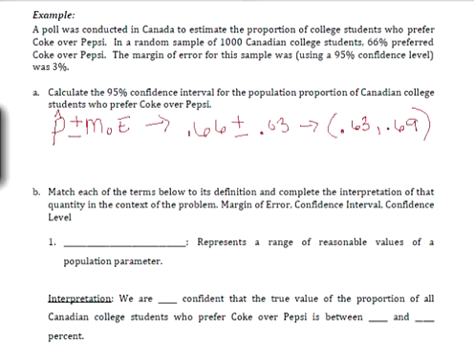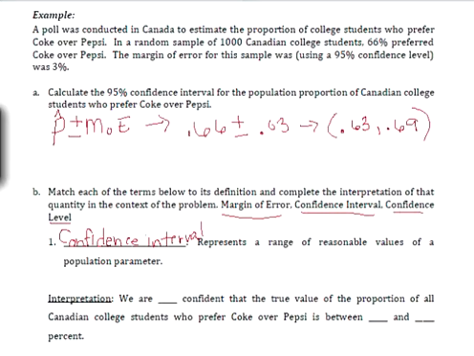The next step is going to be to take the terms margin of error, confidence interval, and confidence level and match them to the different blanks that I've got over the next three problems. Blank represents a range of reasonable values for a population parameter. We have seen that this is the definition of a confidence interval. A confidence interval represents a range of reasonable values for the population parameter.